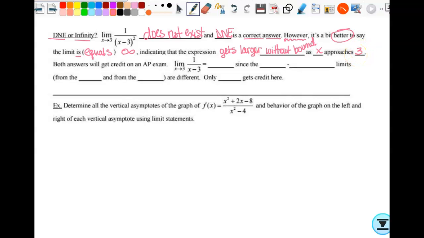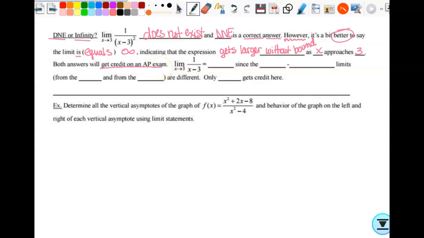Okay. It's technically correct. So it says both answers will get credit on an AP exam. Okay, it's okay. I know it wasn't finished.